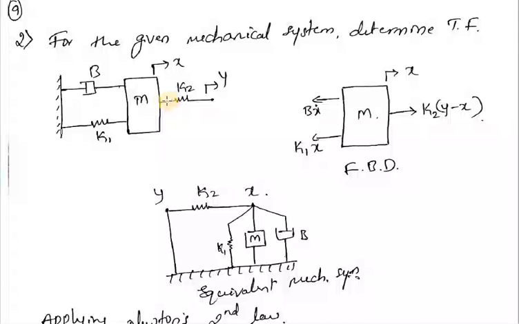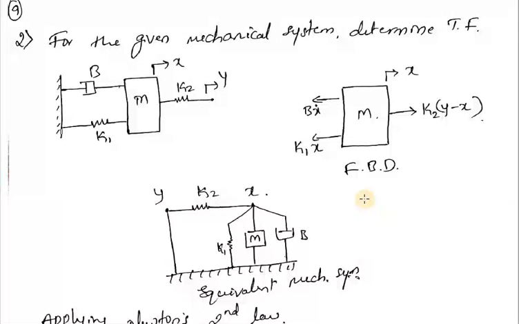On this end, obviously you should have some force. That is the reason why I am showing the direction in this direction. So it is k2 times (y minus x), because y is the input and x is the output. So we have to show it in the opposite direction. So this is the free body diagram.